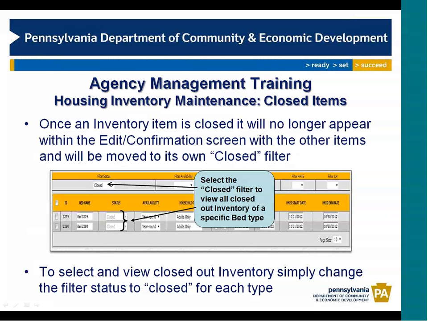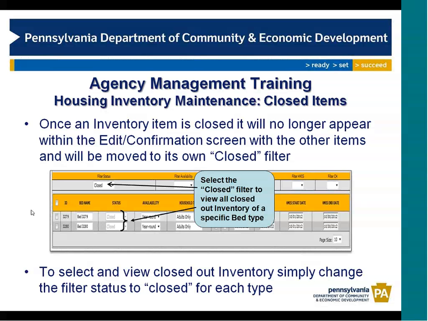Now, you can do that if you just want to review them, or maybe you accidentally closed out the wrong bed, and you went, oh, it's gone. How do I get it back? Just look under the filter. You'll see it here. To unclose a bed, if it was a mistake, you undo the end dates, hit save again, and it'll be set back to vacant and put back into your normal inventory rotation.